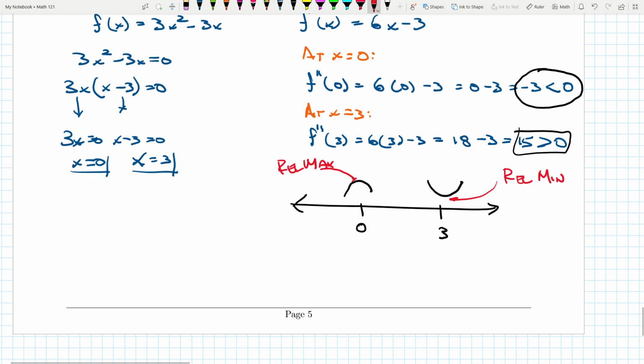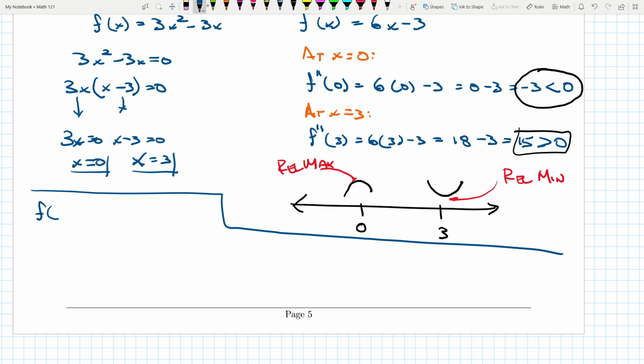So now we need to find the ordered pairs for those relative maximums and relative minimums. So we will evaluate f at 0, which is 0 cubed minus 3/2 times 0 squared plus 5, and this will be the point 0, 5. So that is our relative max, the point 0, comma 5.